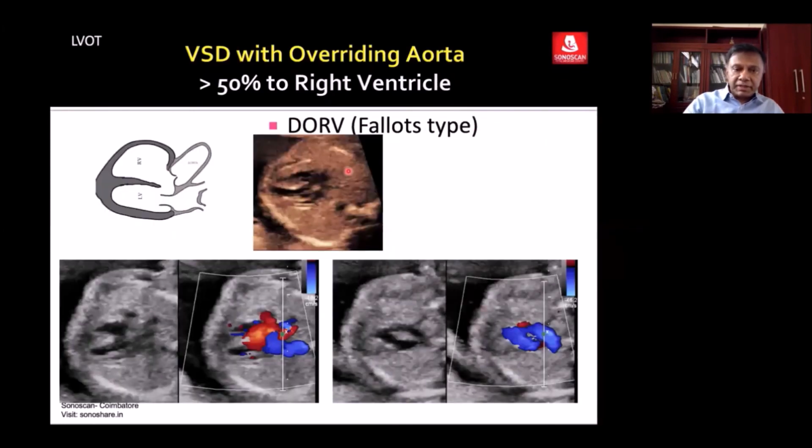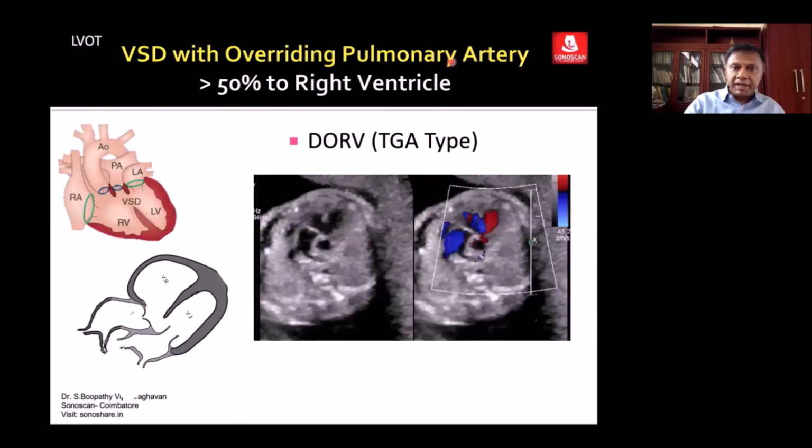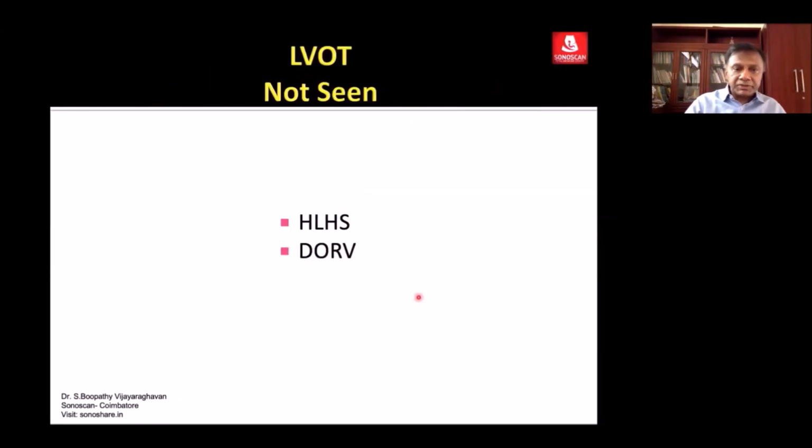So here you see the aorta arising more from the right ventricle. You can see that, and it is committed more to the right ventricle. So that is the overriding aorta, that is Fallot's type. And when there is an overriding pulmonary artery, then that is called the TGA type. So DORV may be of TGA type with an overriding pulmonary artery. When the overriding vessel is the pulmonary artery and more than 50% is to the right ventricle, then it is DORV of TGA type. It is clear, shown very well.